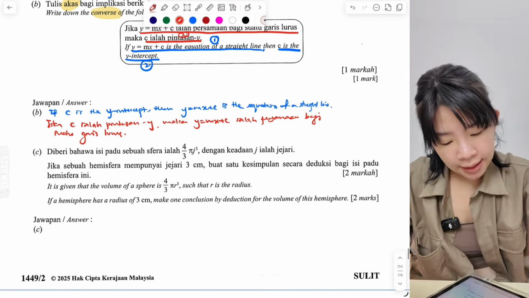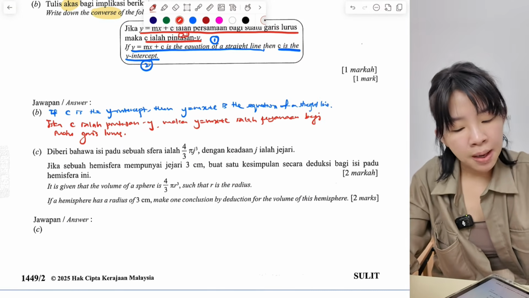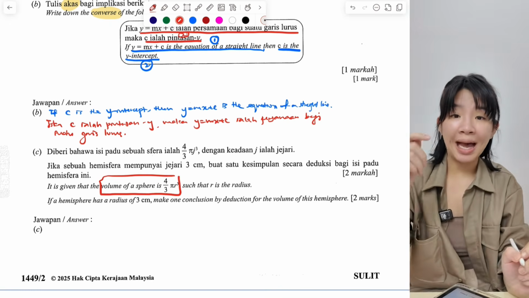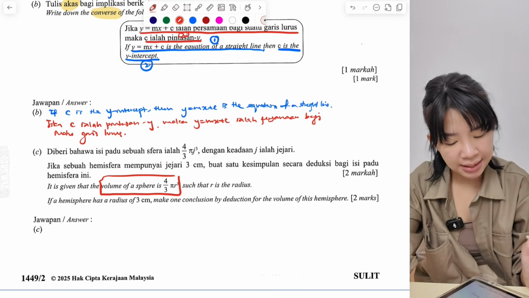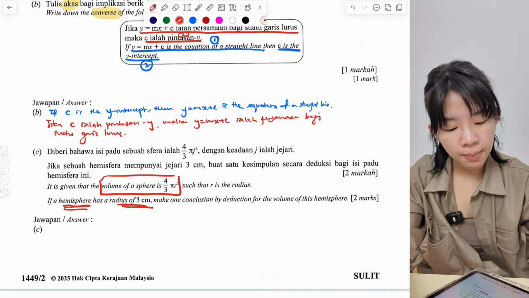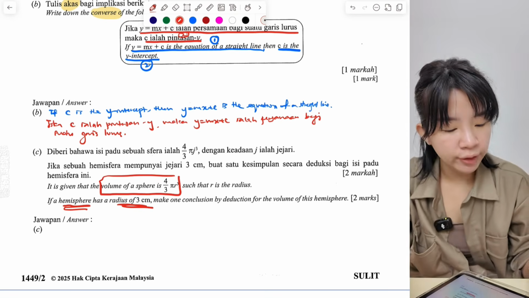Okay, next. Given that the volume of sphere, isi padu sebuah sfera. Okay, sphere, they give us a formula, 4/3 pi r cube. R is radius, jari-jari. So a hemisphere has radius 3 cm. Make one conclusion by deduction for the volume of hemisphere.